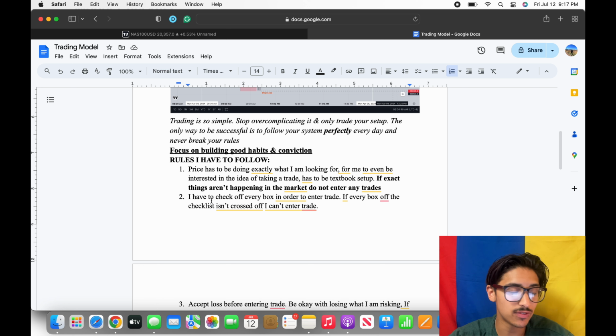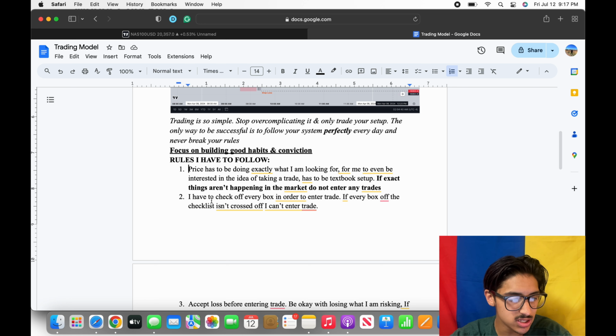These are the rules I have to follow. I created these over time. So I have 8 rules. My first rule is price has to be doing exactly what I'm looking for me to even be interested in the idea of taking a trade. It has to be a textbook setup. If exact things aren't happening in the market, do not enter any trades.